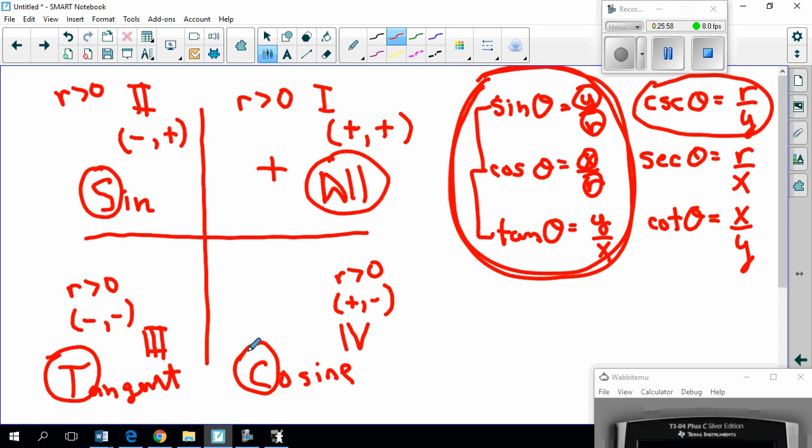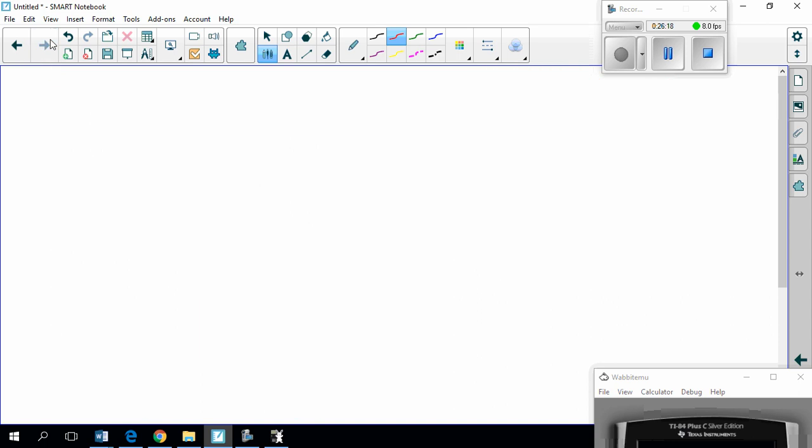So what we have is the mnemonic device, all students take calculus. So here's how it works in real life. You want to know where the 6 trig functions are positive and negative. So you go, all students take calculus.